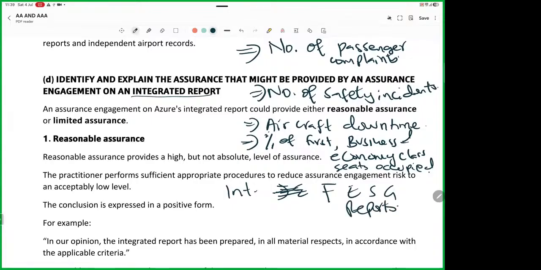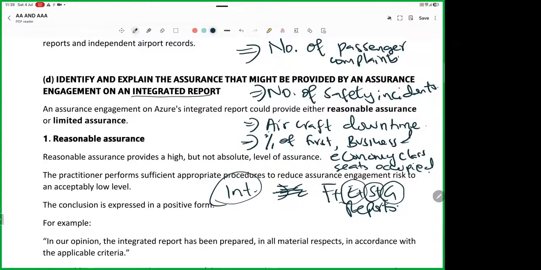So we have our financial statements, F is financial statements, environmental reports, social reports, governance reports. When you put all of them together in one annual report, we call that report what? Integrated.